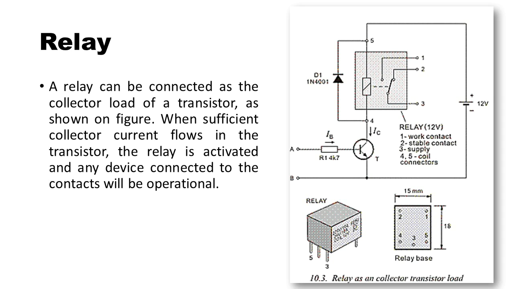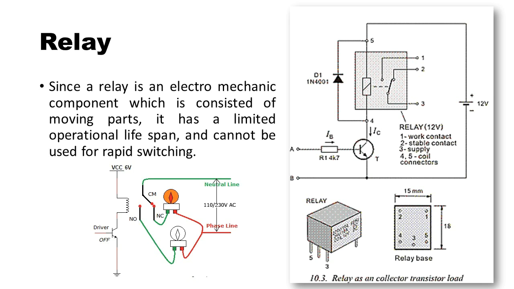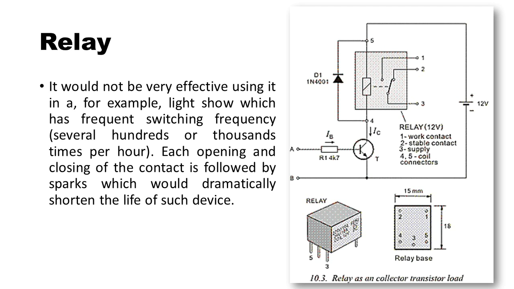A relay can be connected as the collector load of a transistor, as shown in the figure. When sufficient collector current flows in the transistor, the relay is activated, and any device connected to the contacts will be operational. Since a relay is an electromechanical component which consists of moving parts, it has a limited operational lifespan and cannot be used for rapid switching.